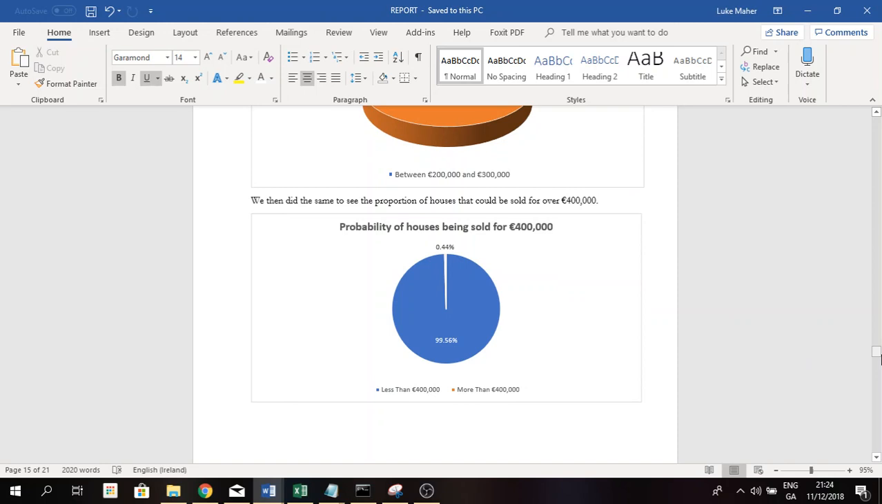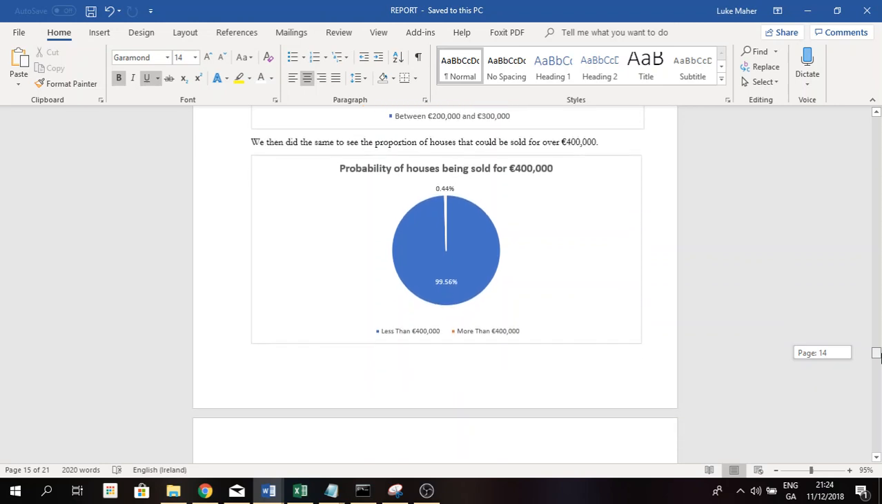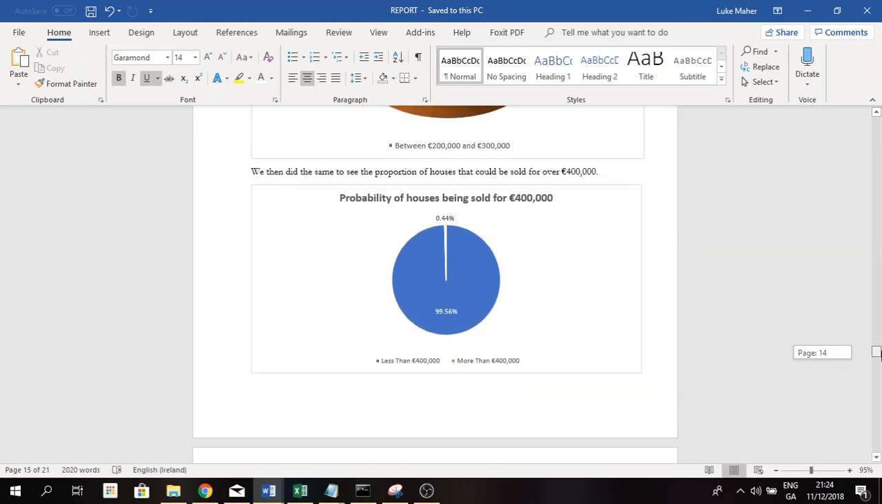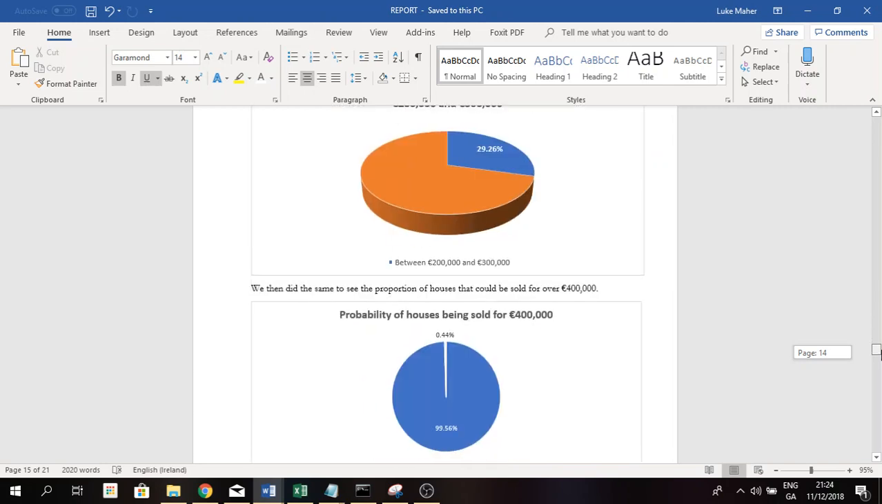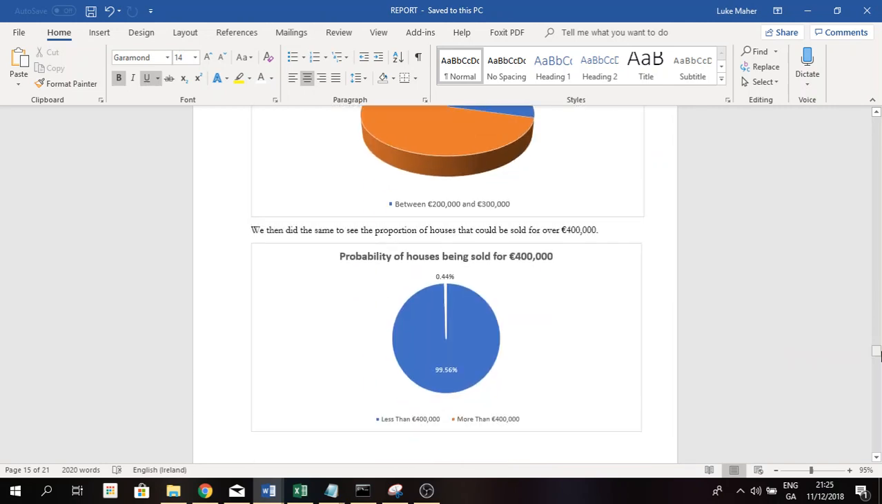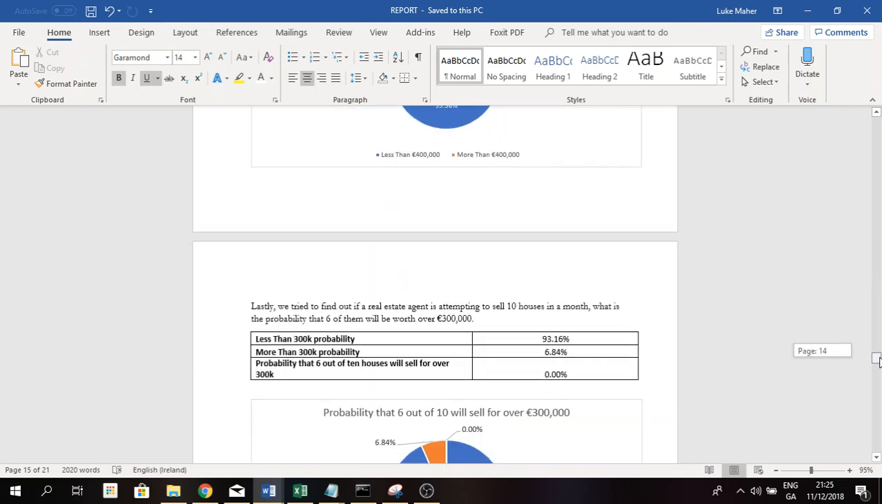Then we looked at what's the probability of a house being sold for over €400,000, and we thought there was actually a very small chance, using the 2017 average and standard deviation. It's only 0.44% that it's going to be over 400,000.